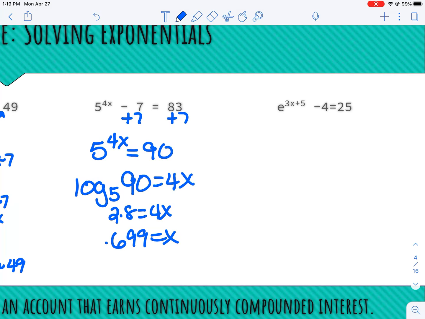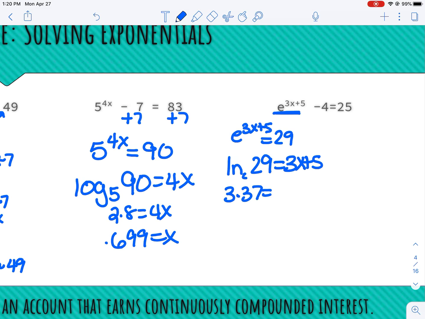Let's try this last one here, and I'll show you both ways on how to do this with an e. So again, get this exponential part by itself. I'm going to add over that 4. The opposite of an e is an ln, so I already know the base is e. If you want to write it, you can, but the calculator already knows it's there. You don't have to put it in. The answer is 29, and the power is 3x plus 5.